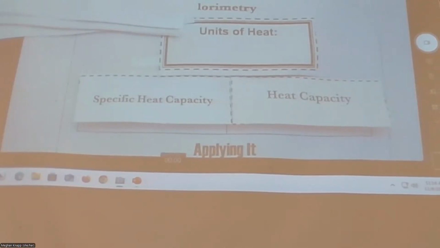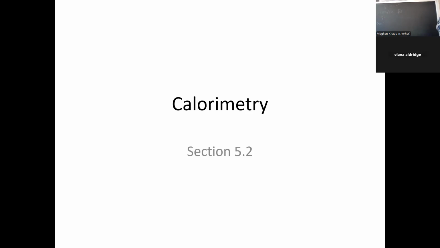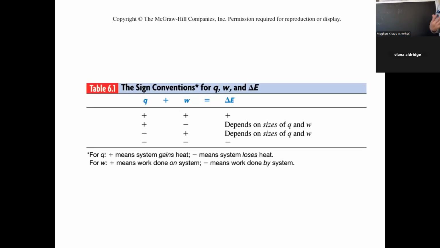Okay, now we are going to go. So this is section 5.2. Just as a reminder, all of the energy that's going on in a system, a reaction, all of those changes include both heat and work. We're just kind of ignoring work for our chemical systems, assuming that we don't have gases that are changing the pressure right now. So we're just focusing on what Q is.